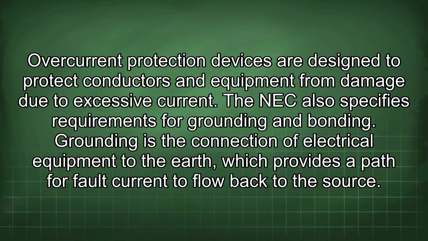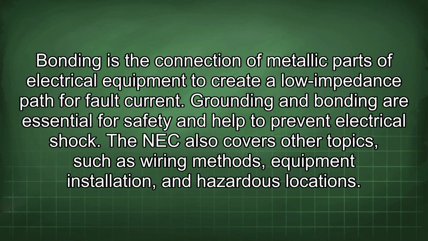Overcurrent protection devices are designed to protect conductors and equipment from damage due to excessive current. The NEC also specifies requirements for grounding and bonding. Grounding is the connection of electrical equipment to the earth, which provides a path for fault current to flow back to the source. Bonding is the connection of metallic parts of electrical equipment to create a low impedance path for fault current. Grounding and bonding are essential for safety and help to prevent electrical shock.